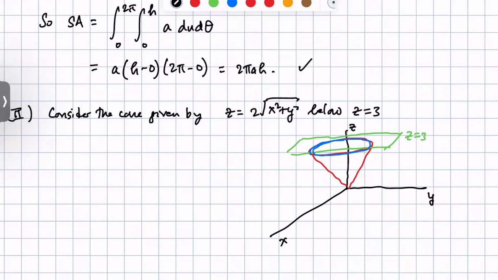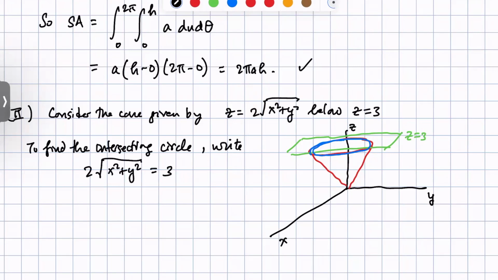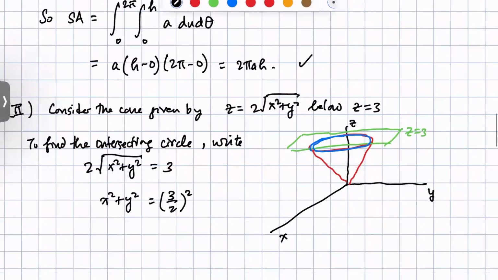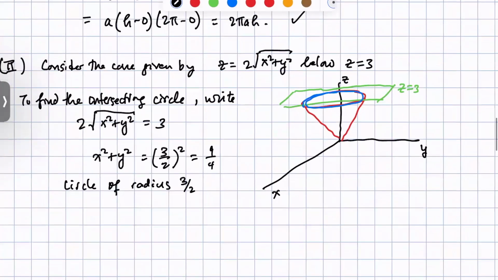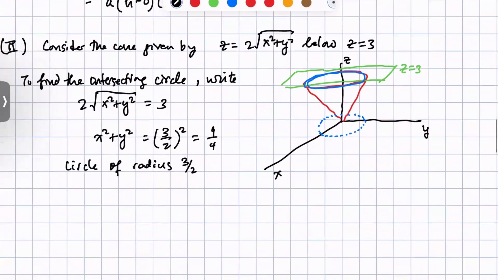And so to find that circle, we're going to have to set the two equations equal to each other. So to find the intersecting circle, we write 2 times the square root of x squared plus y squared equals 3. So x squared plus y squared is equal to 3 over 2 squared, or 9 over 4. And so this is a circle of radius 3 over 2. What we do with this circle is that we transport it down here into the xy plane as like a shadow, and the parameters will come from that circle on the bottom.